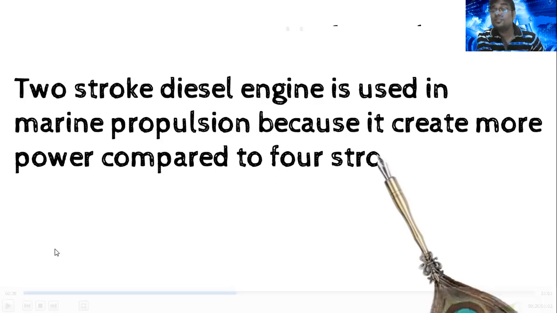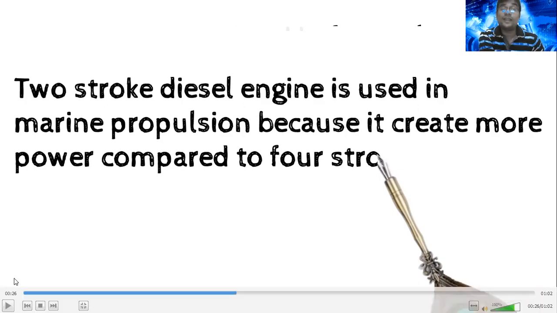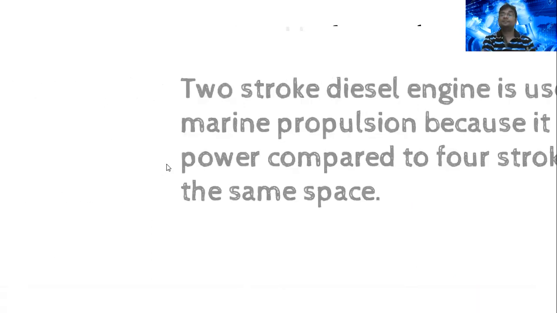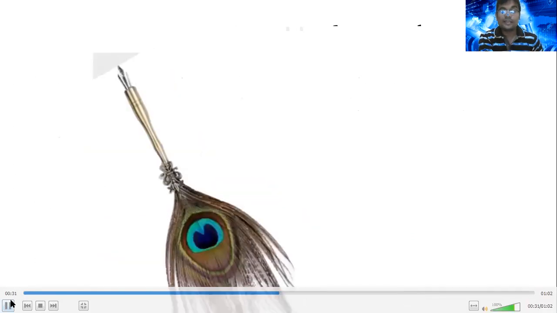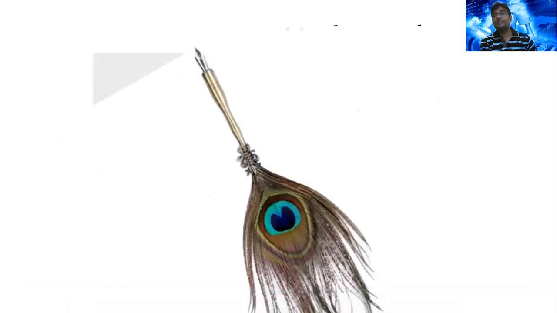Why is a two-stroke engine used as a marine diesel engine? Because it creates more power while occupying less space. Chemical delay takes place in a petrol engine, and chemical delay and physical delay take place in a diesel engine.